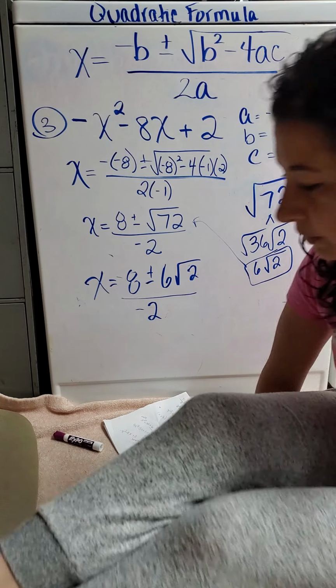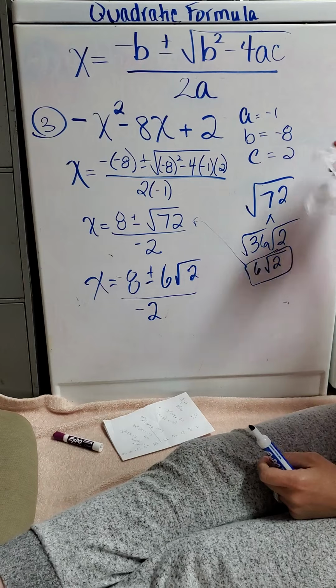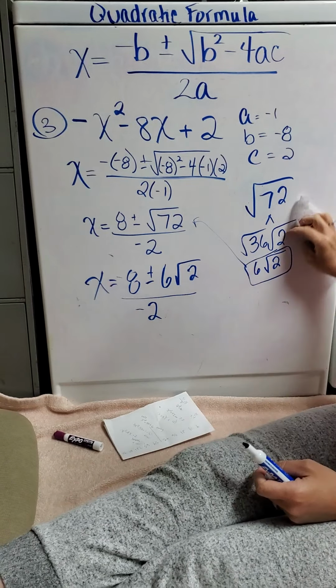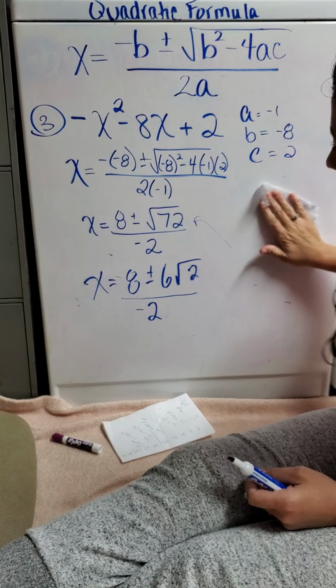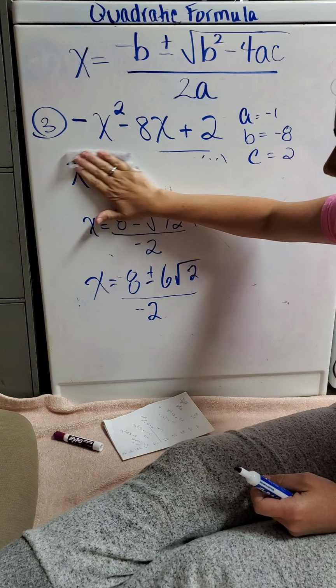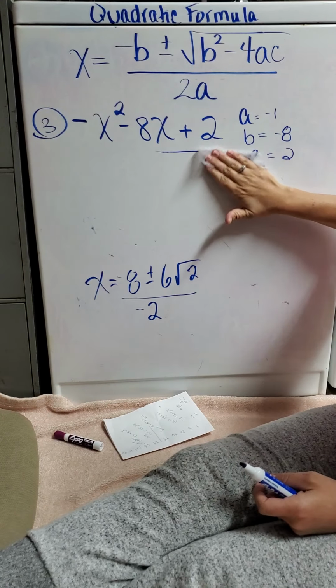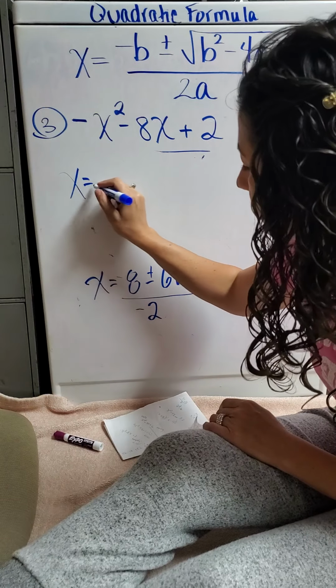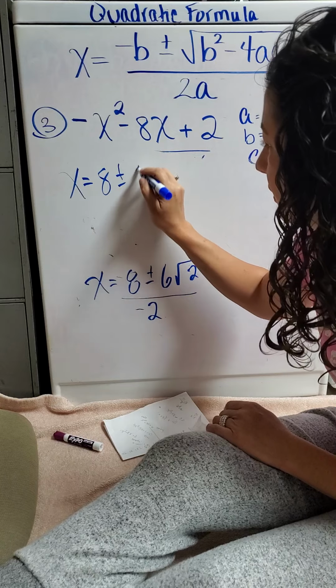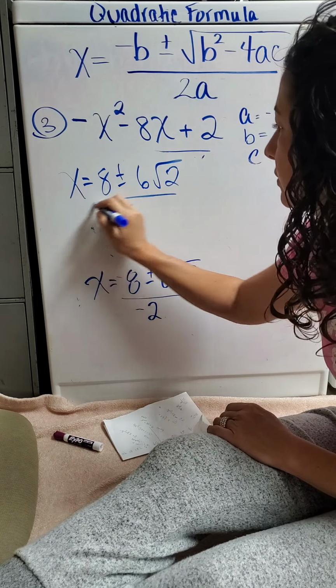So I'm going to erase. Yes, I'm using a fabric softener as my eraser. I'm going to erase this for the sake of more room. And I'm going to rewrite this. Okay, x equals 8 plus or minus 6 square root 2 all over negative 2.